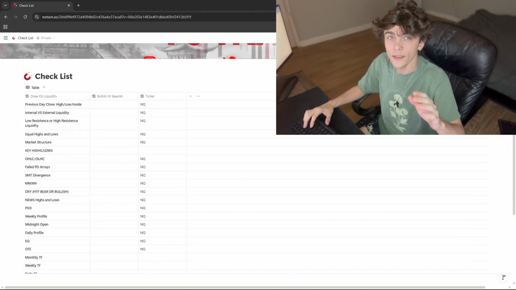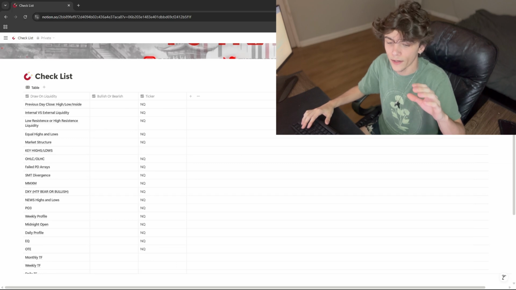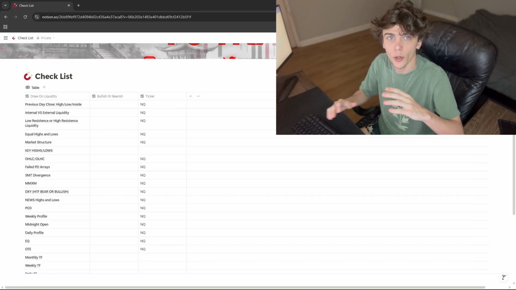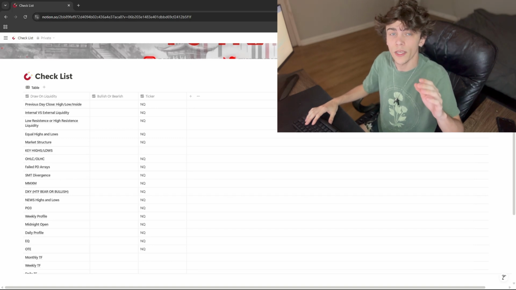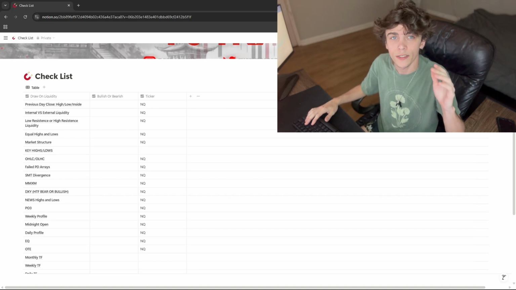There are a good amount of concepts you need to know. By now you can see the checklist on screen, and as long as you understand how ICT works, and if you've been trading ICT for a little while, you should understand and recognize everything on screen. To trade Turtle Soup, you have to have a good understanding of institutional order flow, draw on liquidity, and understanding what time-based manipulation is.